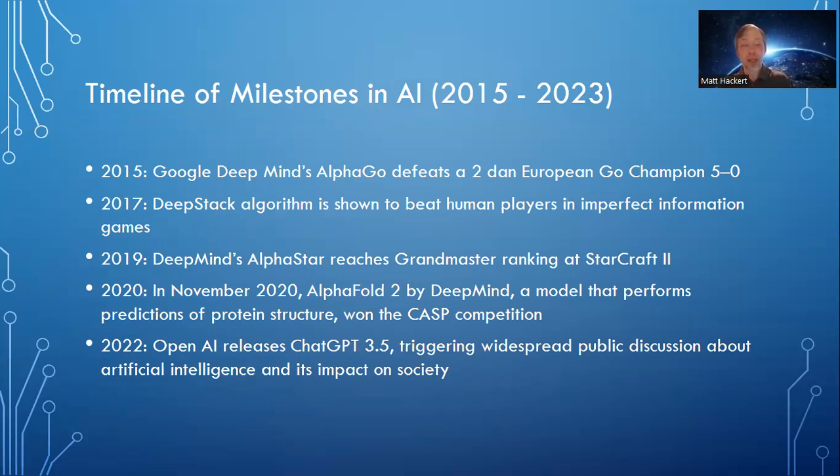In 2019, DeepMind's AlphaStar reaches Grandmaster level at StarCraft 2. In 2020, in November, AlphaFold 2 by DeepMind from Google, a model that performs predictions of protein structure, won the CASP competition. In 2022, ChatGPT, an AI chatbot developed by OpenAI, debuts in November 2022. It is initially built on top of the GPT 3.5 large language model.